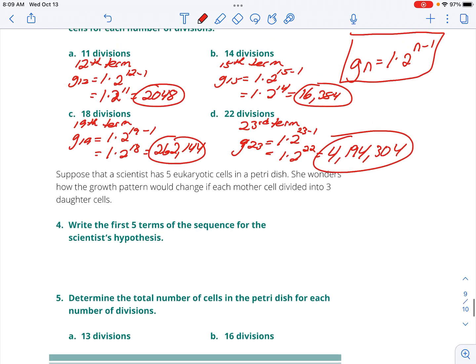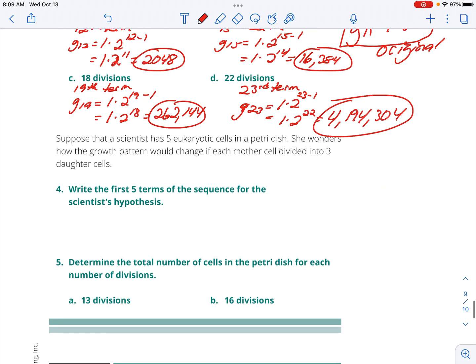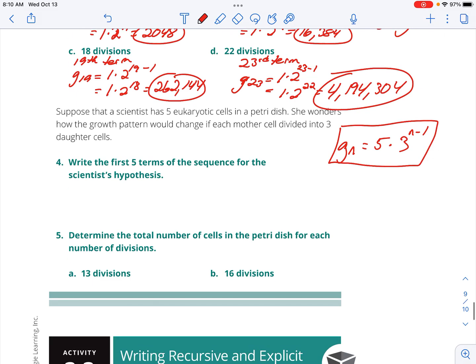Now, with that in mind, we're going to change it up. This was our original equation. And then we have a change-up here with another type of scientist, where we now have 5 mother cells instead of 1. And she's wondering if those mother cells divide into 3 additional cells instead of 2. So we're going to change up our equation, where 5 is my starting number, and 3 is going to be my common ratio. And that's what number 4 is essentially doing, where we have our term and then our value, which is going to be the number of cells.